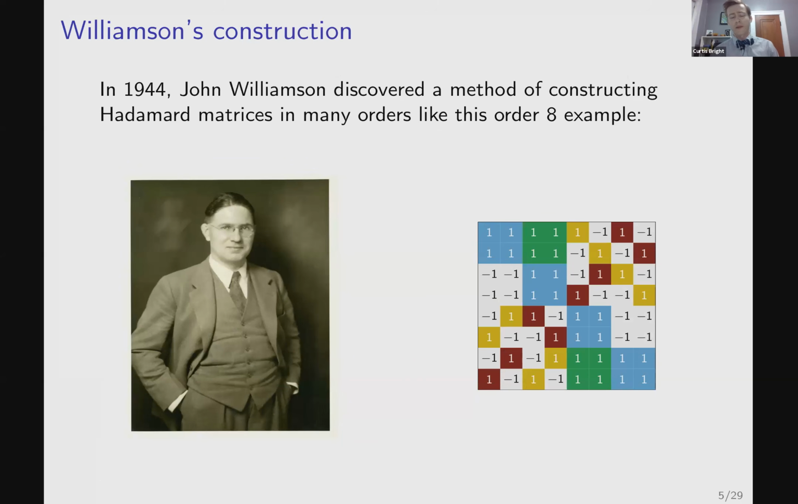Williamson was a mathematician who in 1944 wrote this amazing paper where he gave a construction to generate large Hadamard matrices. He wasn't able to prove a general theorem, but he was able to find a lot of explicit small examples. Well, relatively large examples for the time, but small compared to some of the ones we know today. So here is one of the small examples he gave. This is an order 8 by 8 Hadamard matrix, and it's constructed using 2 by 2 Williamson matrices, as I'll describe. The colors kind of denote the structure in this matrix.